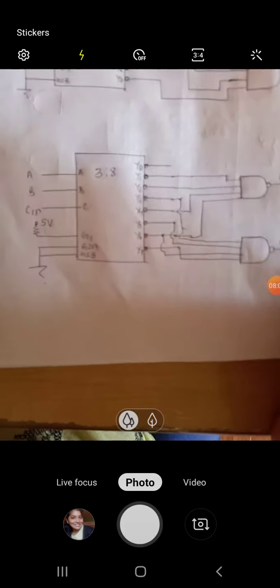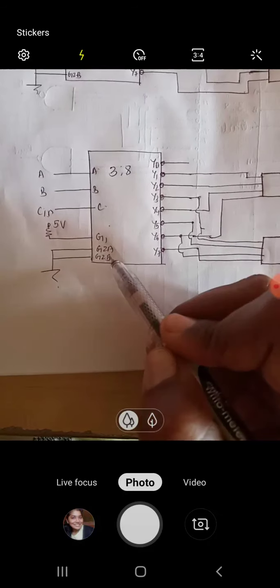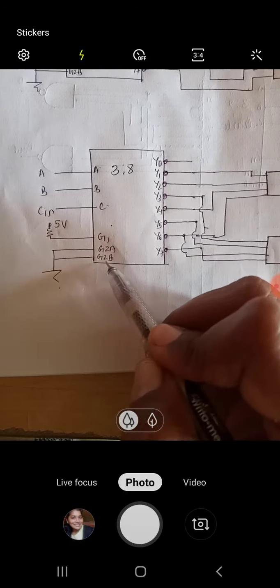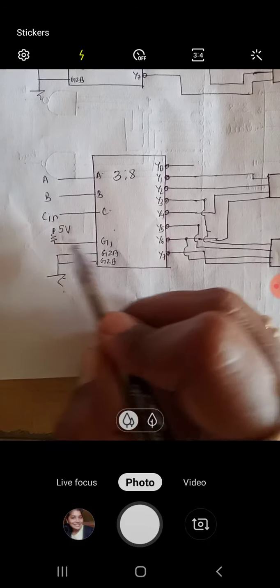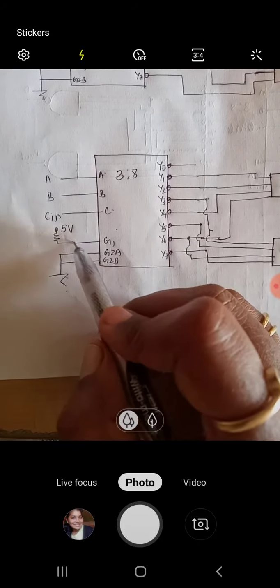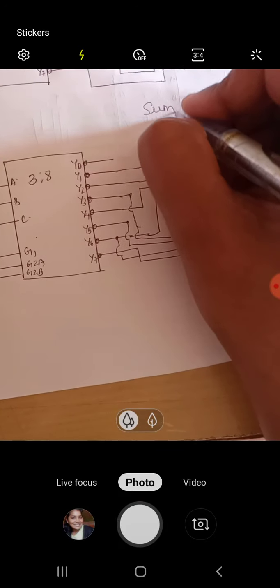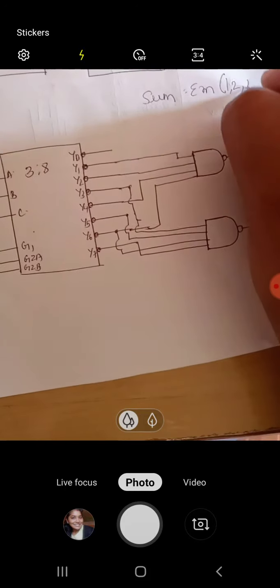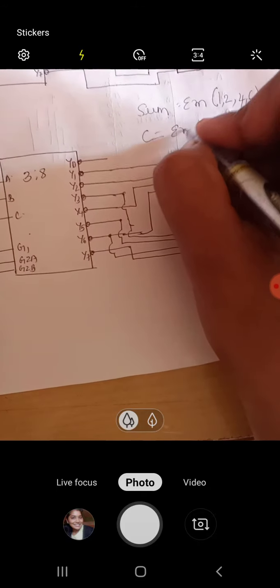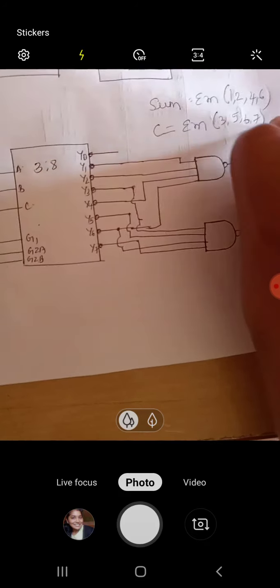So here I have drawn it. A, B, C are the inputs. Again G1, G2A, G2B I have shorted. These are the enable inputs, and to G1 I have given a 5 volt input, as I need a supply. As you know, the sum is summation M of 1, 2, 4 and 6, and carry is summation M of 3, 5, 6 and 7, right?